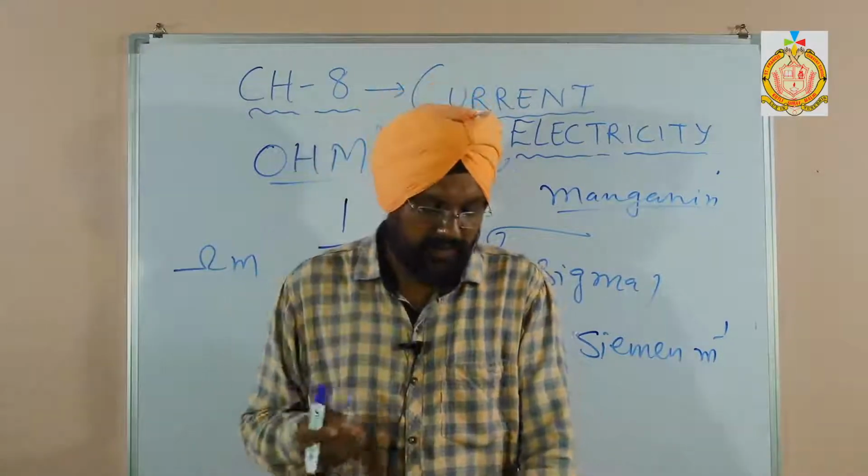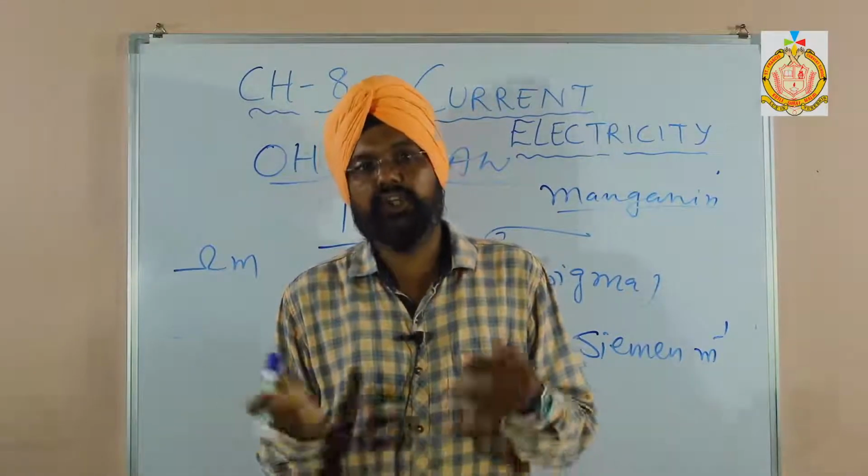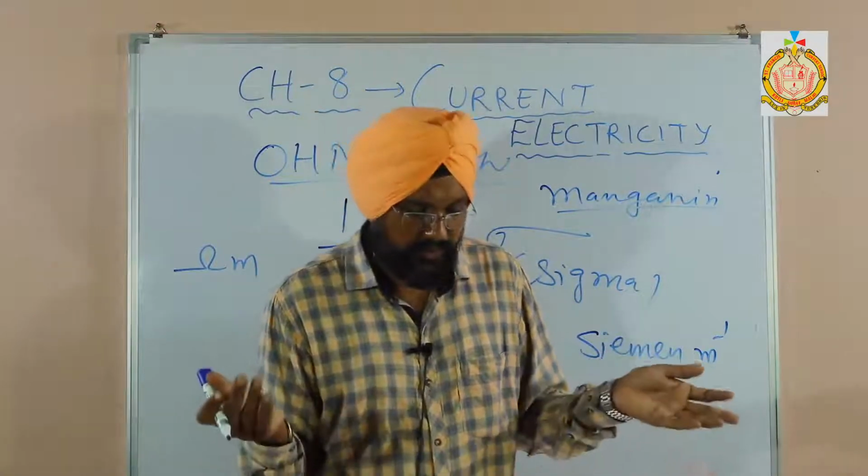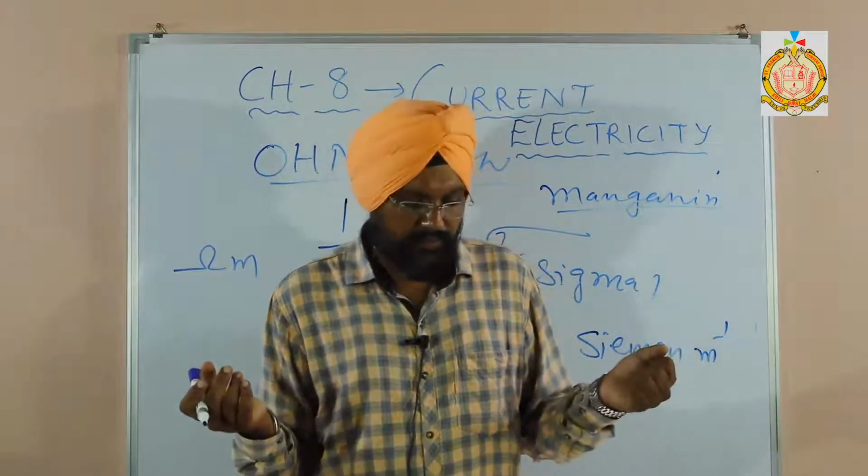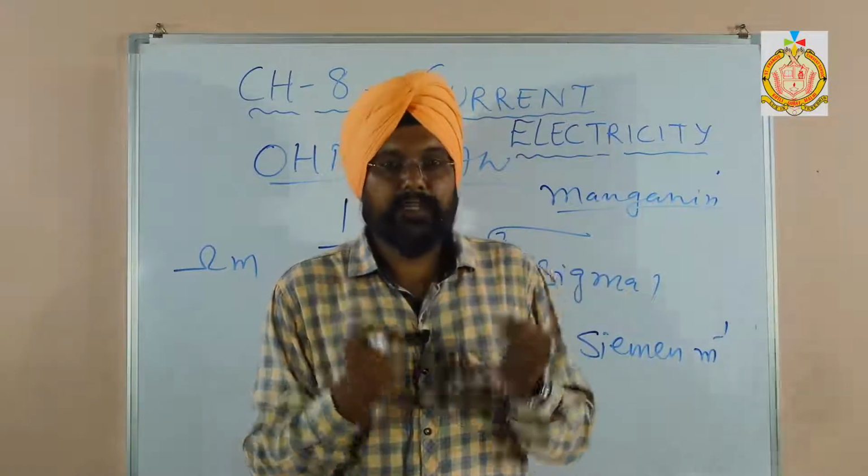Name the superconductors: mercury is a superconductor, and niobium is a superconductor. These are two types of superconductors that we use, having zero resistance.